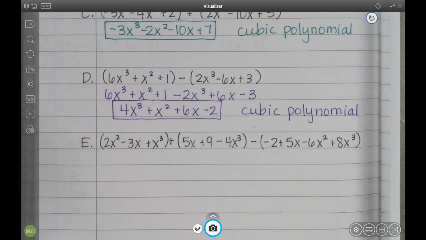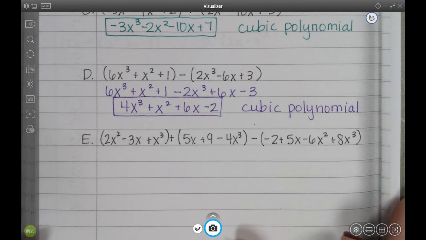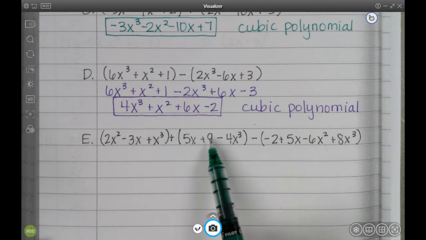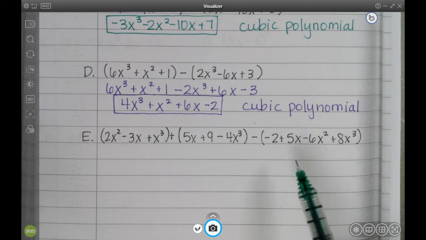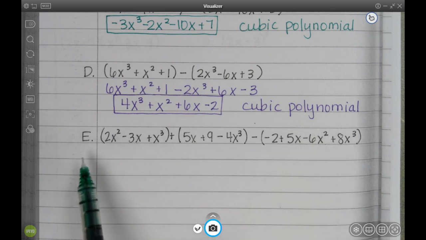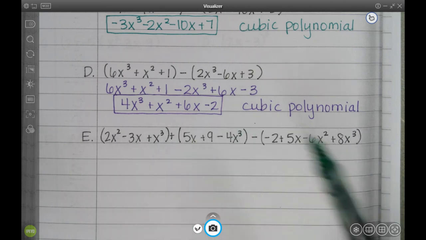Okay, and we're going to talk about part E. When we did these last time, I showed you how you can line them up vertically, and a lot of you really liked that, so I'm just going to remind you. I'm going to take each of these 3 pieces and put them in standard form, and then stack like terms on top of each other, rather than trying to do this horizontally like I did the other ones.